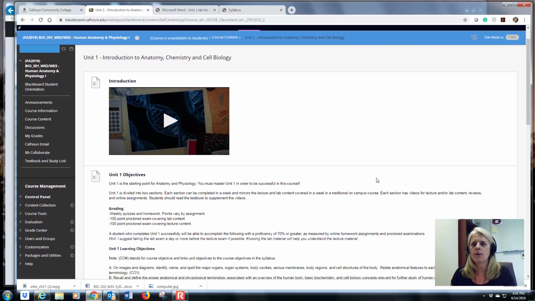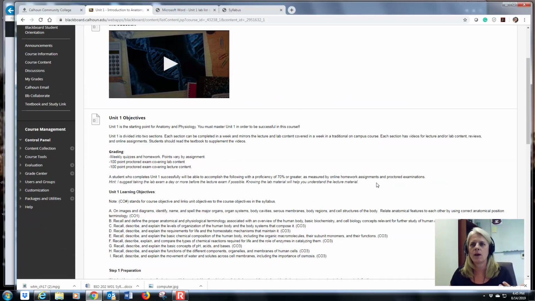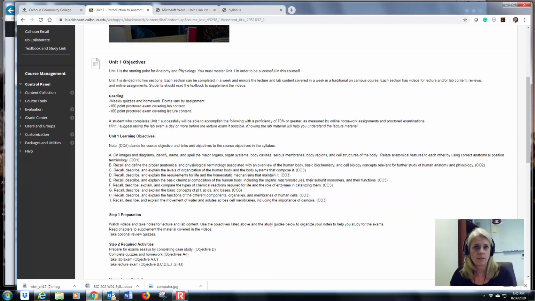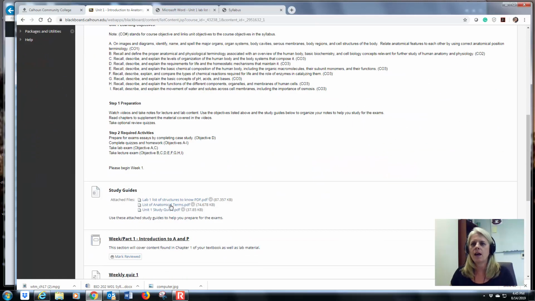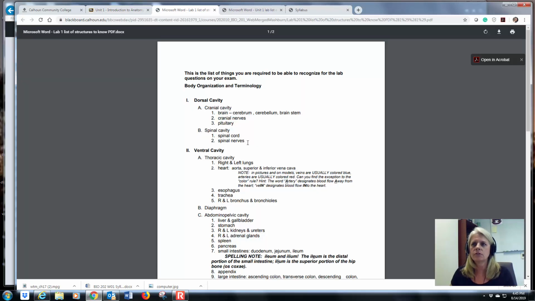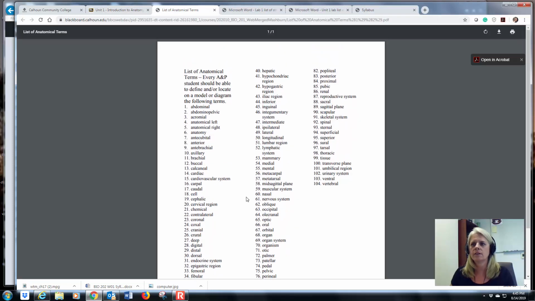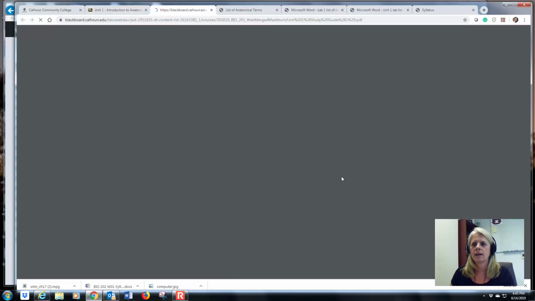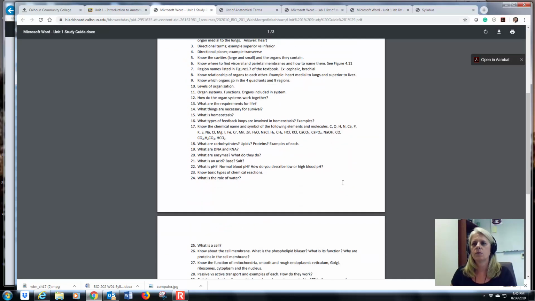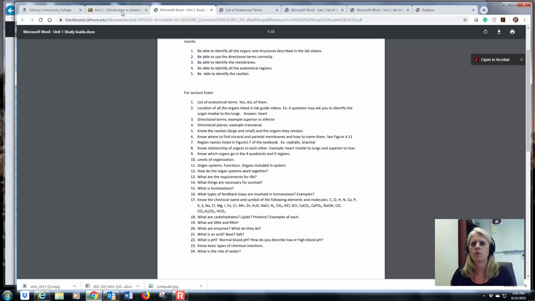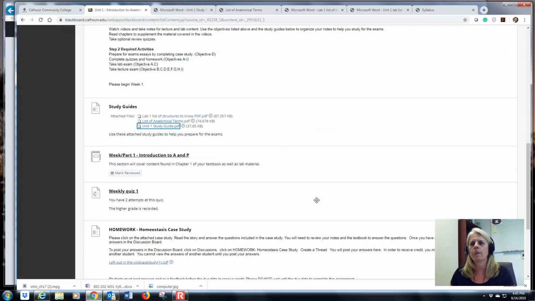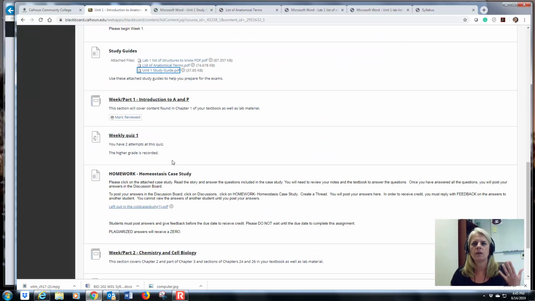Okay, so click on unit 1 and all the units will be set up exactly the same way. There'll be your objectives, which is basically what you're going to cover this unit. There'll be some lab information like a list of structures that you need to know. There will be some terms for the unit that you need to know and a study guide. So this is a way for you to organize your thoughts and kind of prepare for the exam. So those are available for you. And then you have it broken down into weeks. So each unit is 3 weeks. So there's 5 units. 3 times 5 is 15 weeks. So week 1 you do work, week 2 you do work, and then the 3rd week is your exam week.